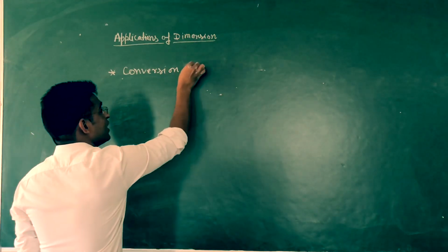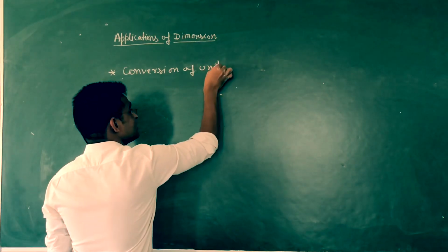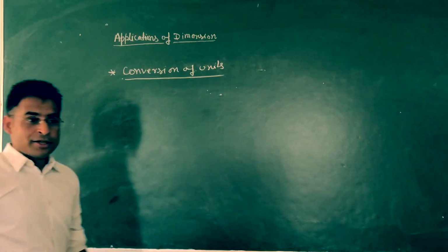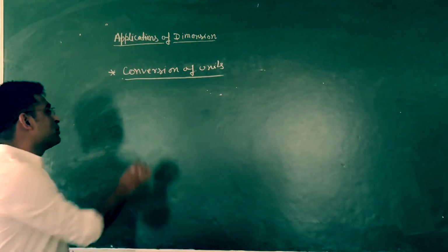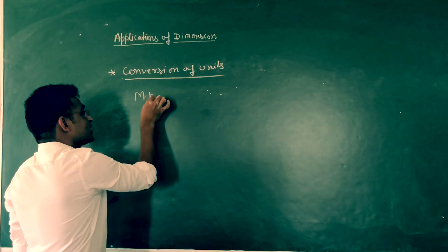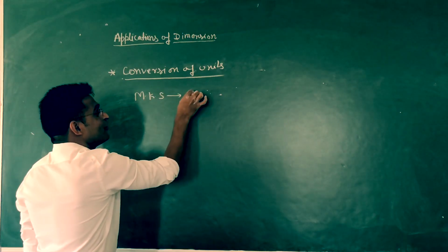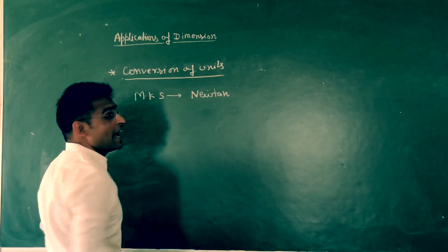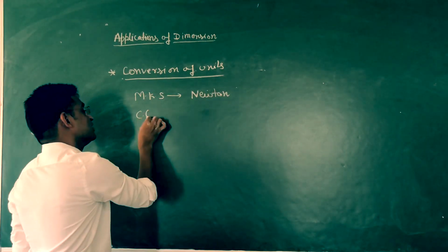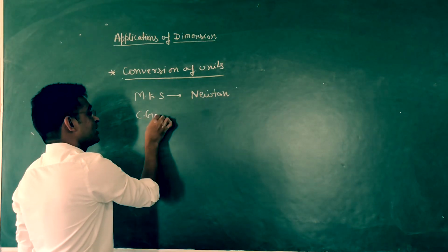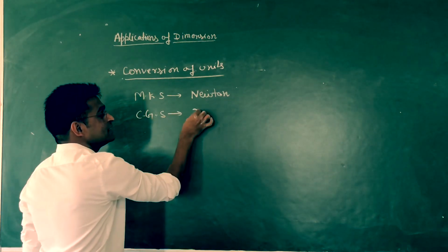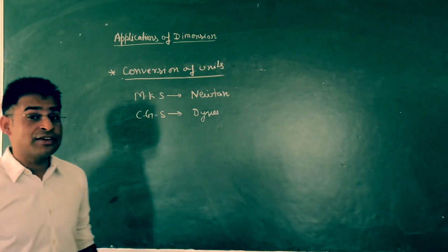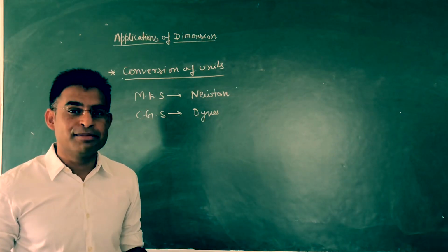Conversion of a unit. This is the second application of a dimension. I'll take one example: MKS means meter, kilogram, second. The MKS unit of force, we know, is the Newton. And the CGS unit of force, CGS means centimeter, gram, second, is the dyne. Now using this I need to find out how many dynes there are in 1 Newton.